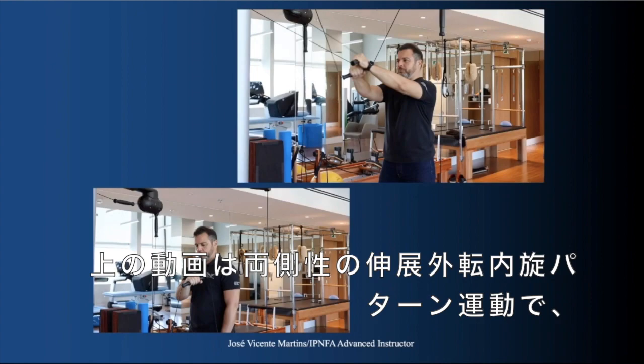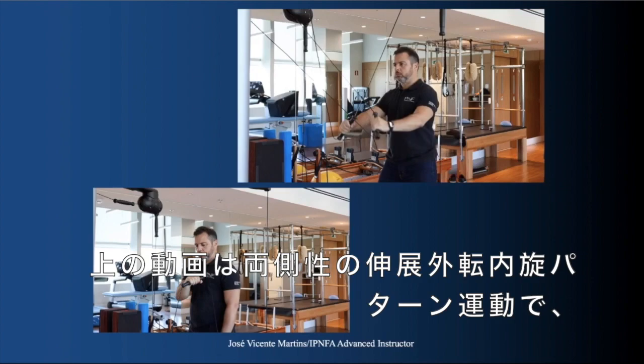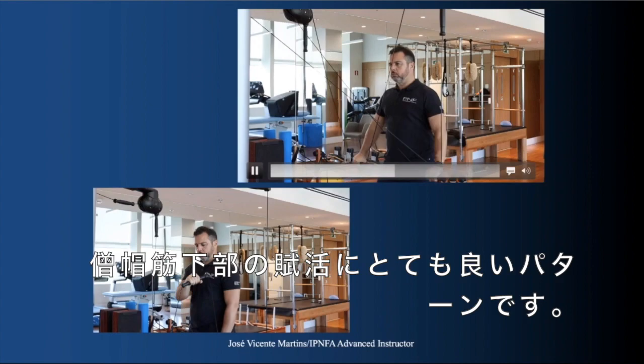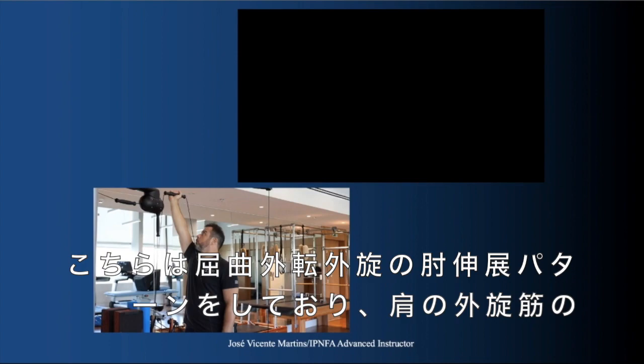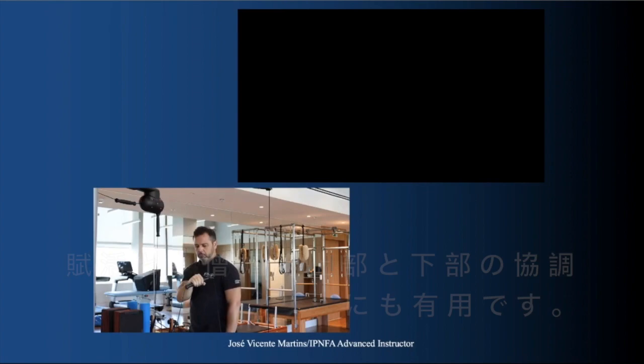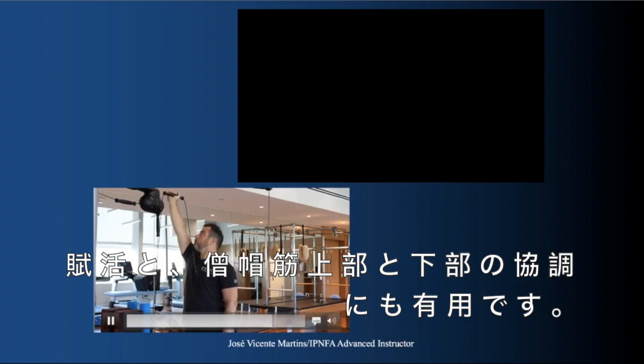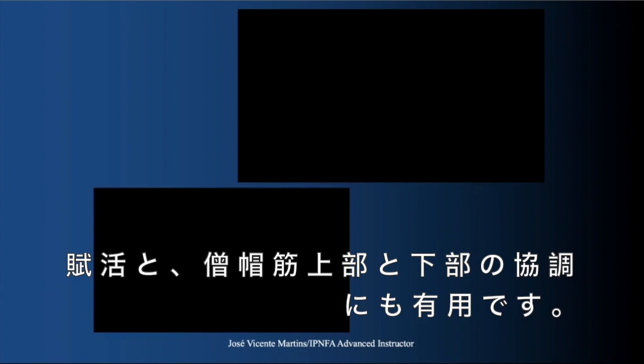Here, extension, abduction, internal rotation. It's a really good pattern to activate lower trap. And here, flexion, abduction, external rotation with elbow extension to activate external rotators and also the muscles of the scapular joint, such as the good relation between upper and lower trapezius.